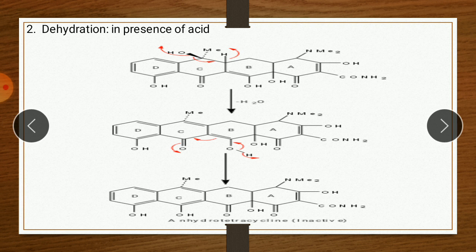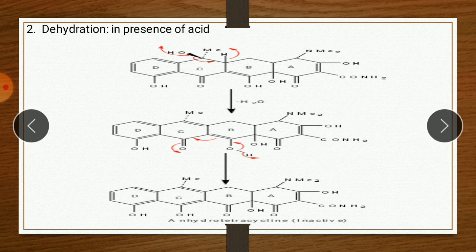Second property, dehydration in presence of acid. Strong acid and strong base attack tetracycline with the hydroxyl group on carbon 6, causing loss in activity through modification of the C ring. Strong acid produces dehydration through the reaction involving the 6 hydroxyl group and the 5a hydrogen. The double bond thus formed between position 5a and 6 induces a shift in the double bond between carbon 11a and carbon 12 to a position between carbon 11 and carbon 11a, forming inactive anhydrotetracycline. So in presence of acid it undergoes dehydration.